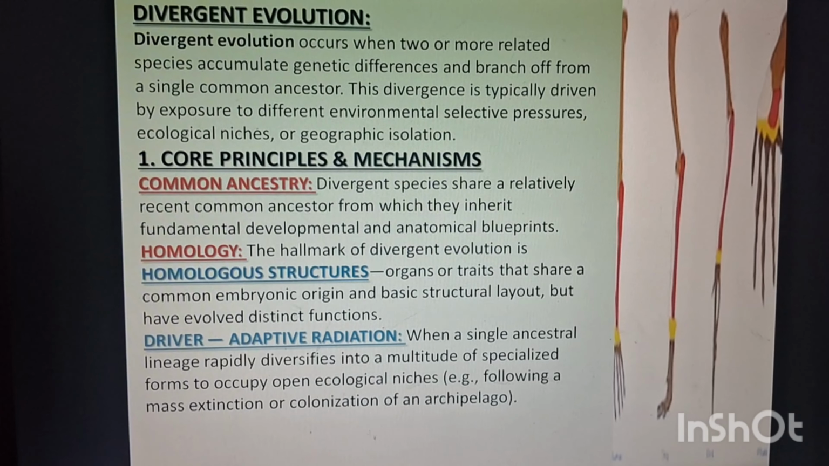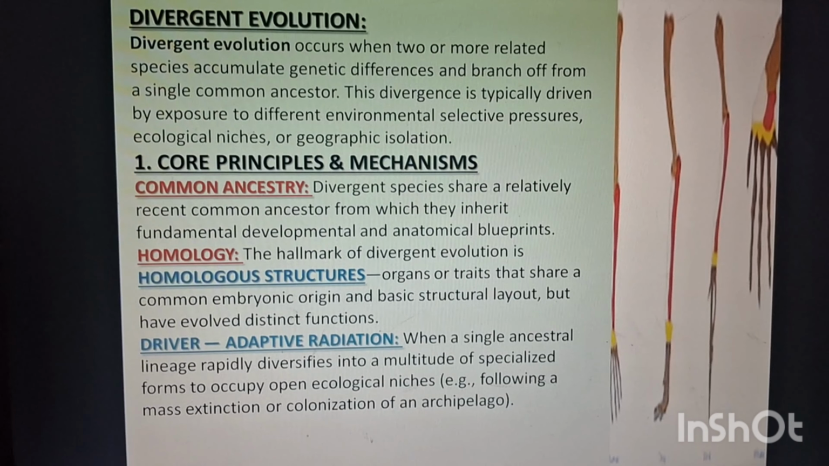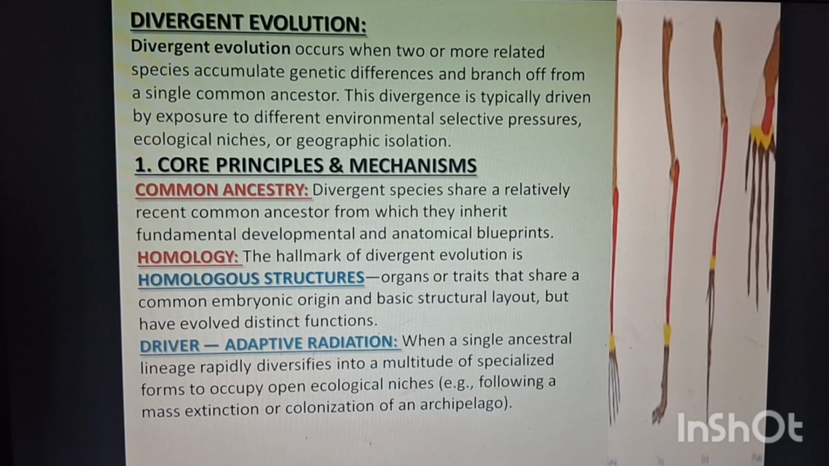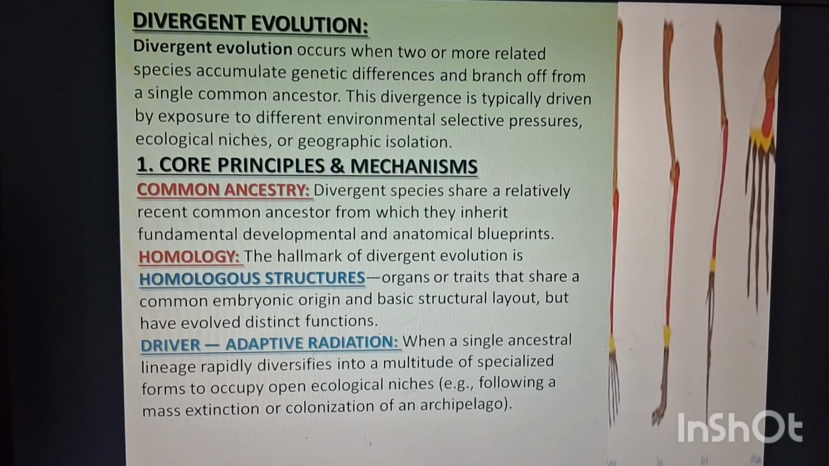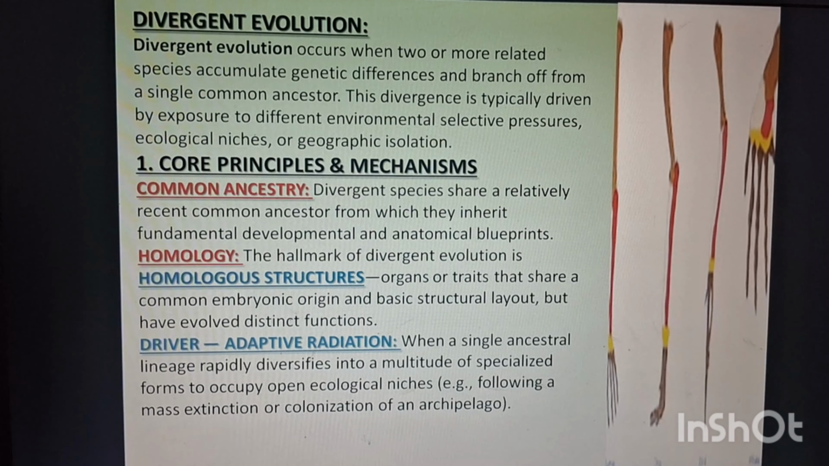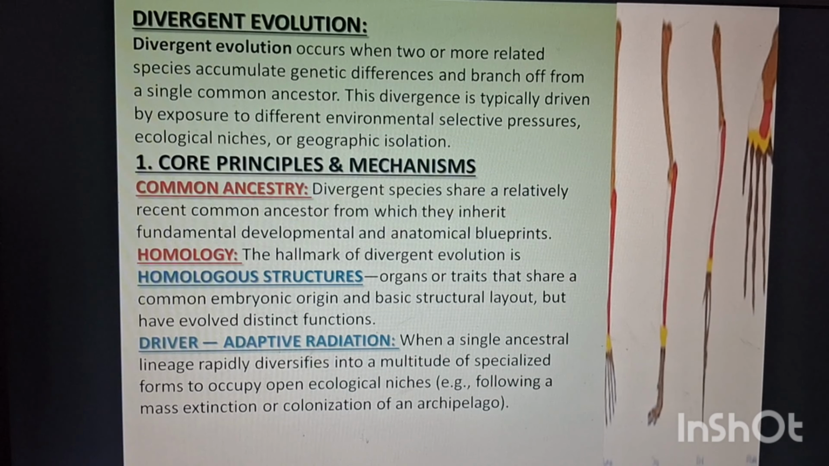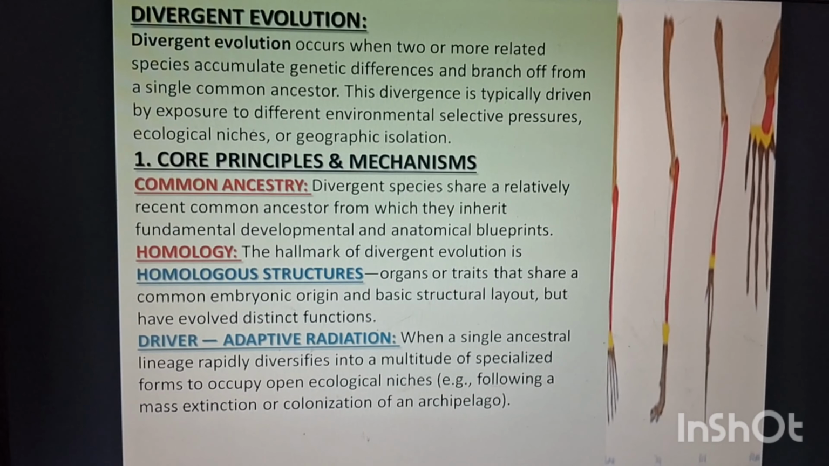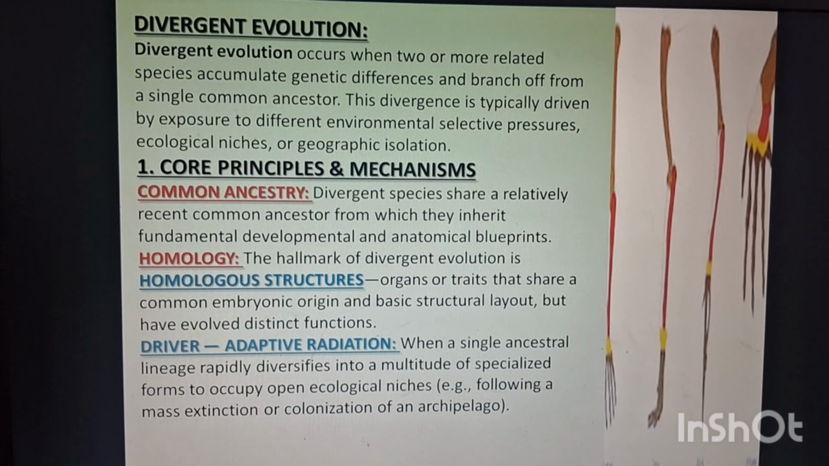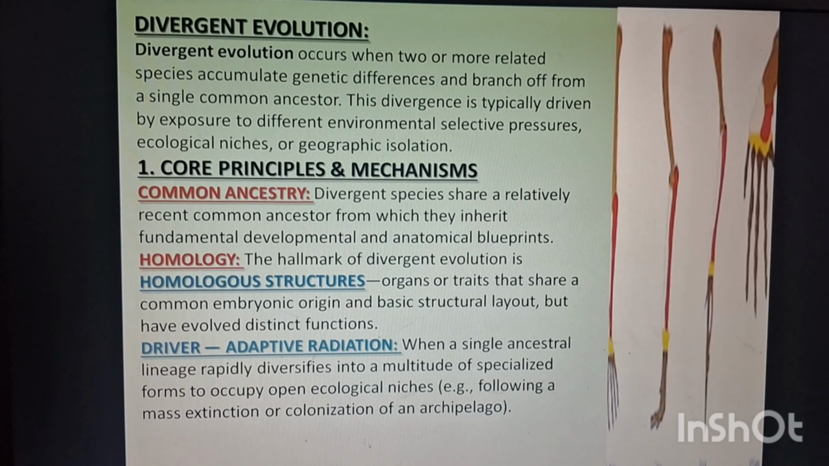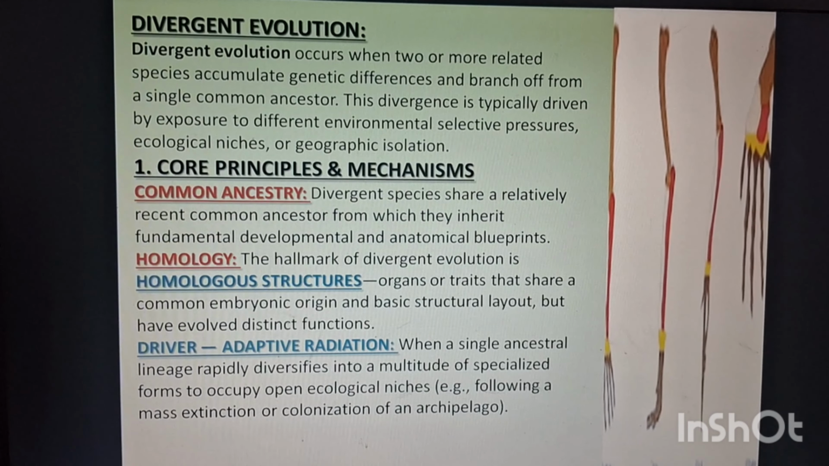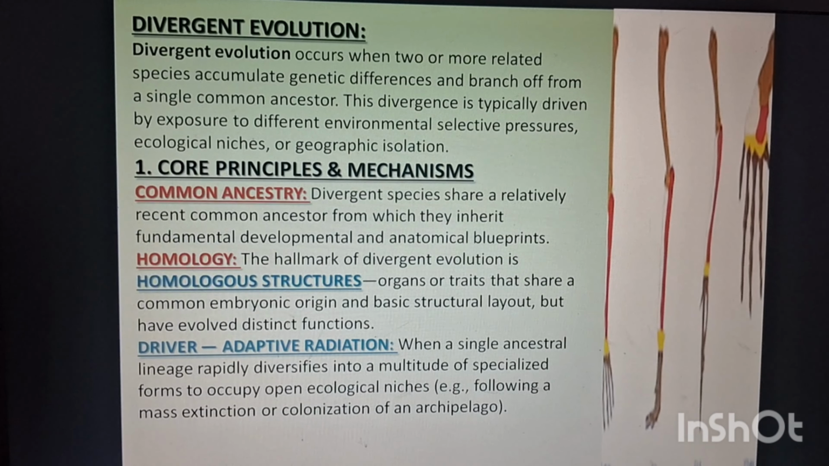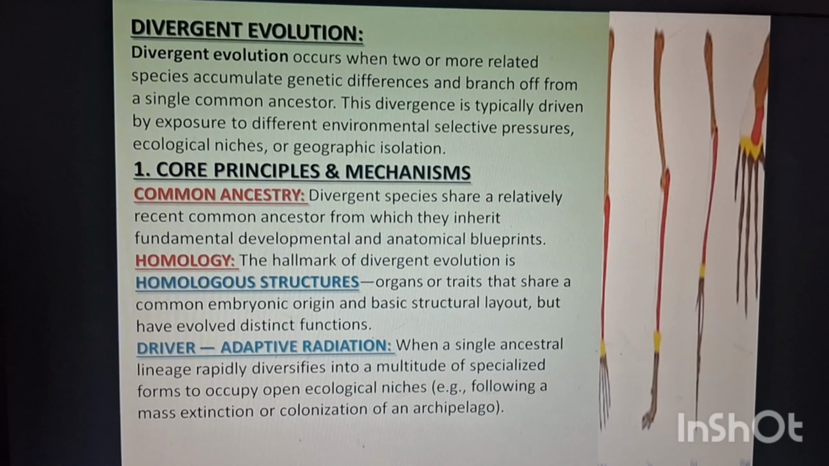Divergent evolution. What is divergent evolution? Divergent evolution occurs when two or more related species accumulate genetic differences and branch off from a single common ancestor. This divergence is typically driven by exposure to different environmental selective pressures, ecological niches, or geographical isolation.